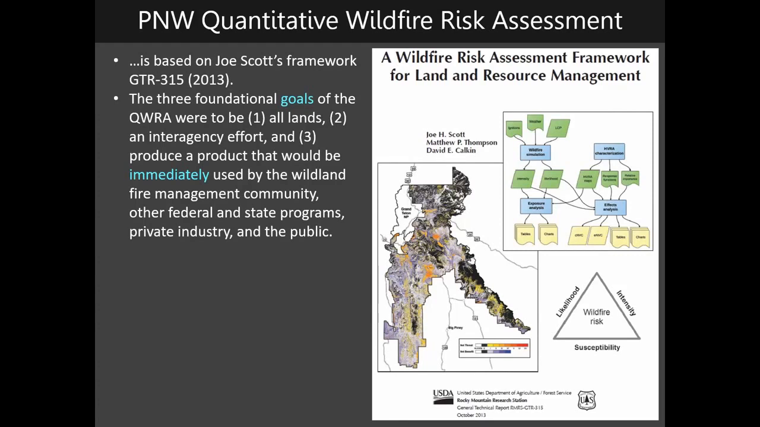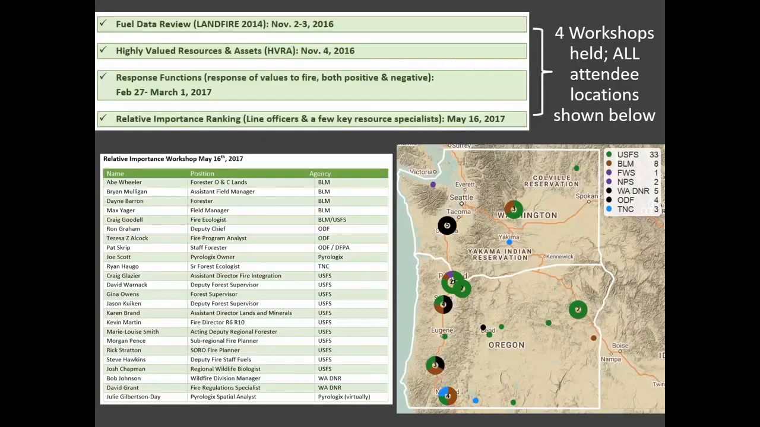And we had 3 foundational goals for this all lands risk assessment in Oregon and Washington, and that was all lands, it needs to be an interagency effort. And lastly, once we create a product, we want to immediately use it in the wildland fire management community, as well as federal, state programs, and private industry and public. There's utility there too. So to do this, we did 4 workshops.